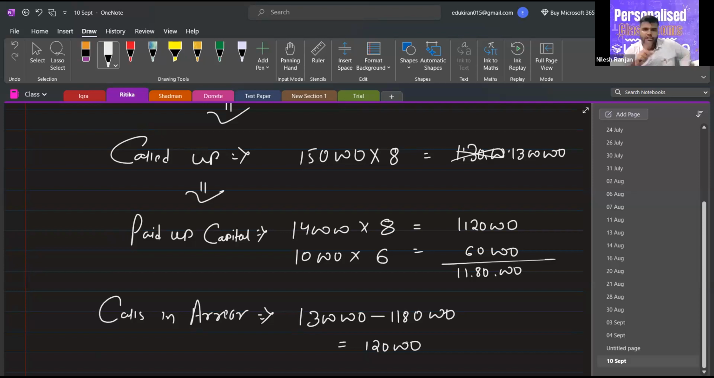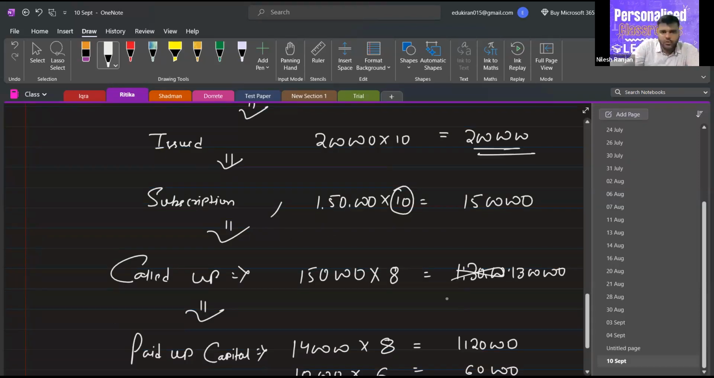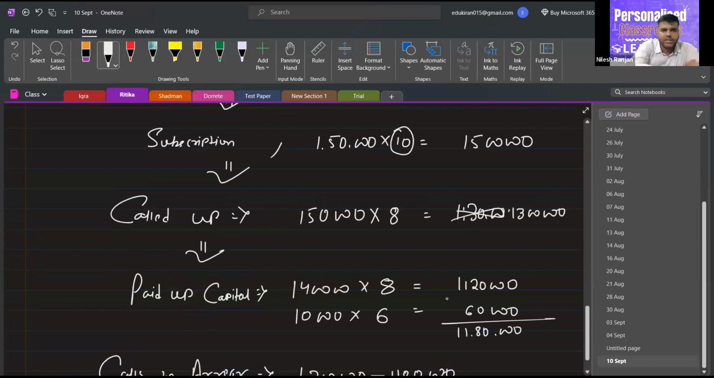1,20,000, 10,000 shares. There are no mistakes. Wait. Total 13 lakh amount we have called up, and we have received 80,000. It should be... I think there is some mistake, a small mistake.